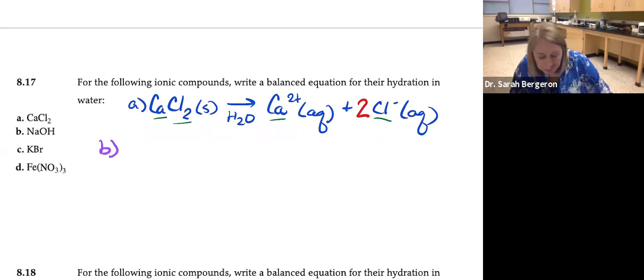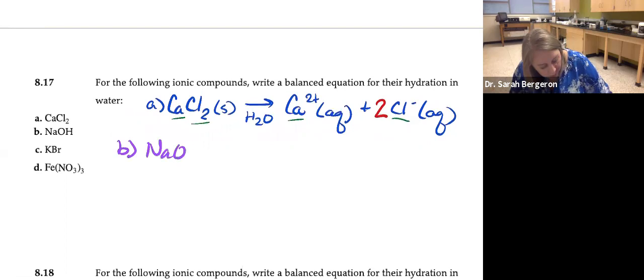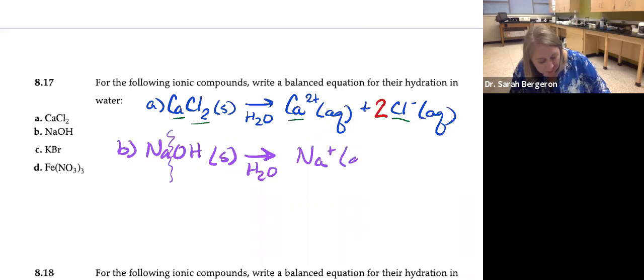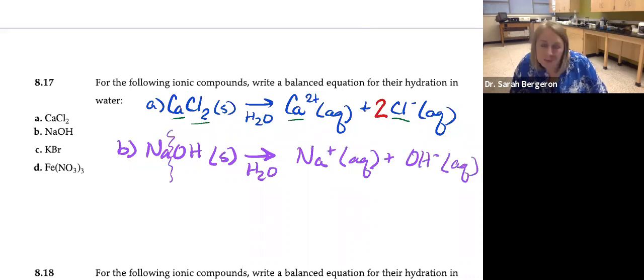All right, B, I'm doing NaOH. Okay, and that's going to be a solid. I'm going to put it in water, and what's going to happen? Well, this is going to split up. And so I'm going to have sodium plus aqueous, and then OH minus will be aqueous. Okay, so that's on the polyatomic ion chart. All right, C, KBr. K is, go look on the periodic table.